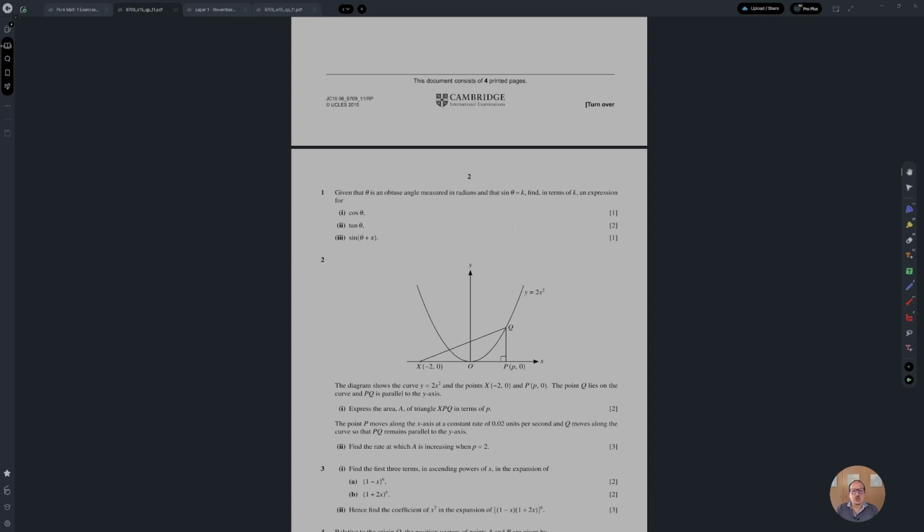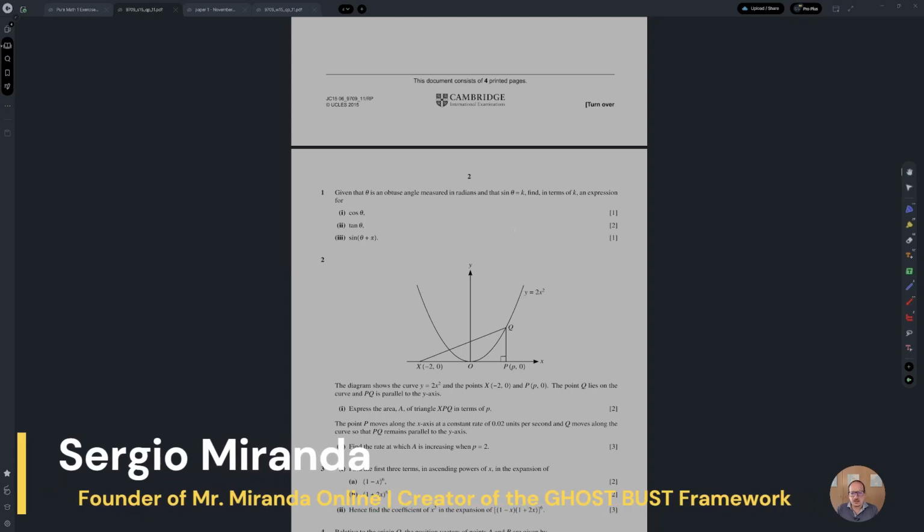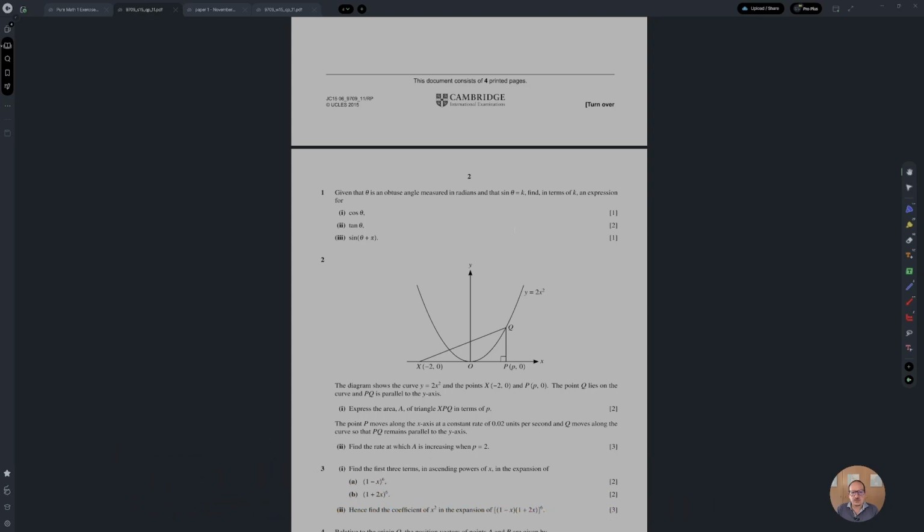The first exam question in this circular measure lesson is a question that still involves sine, cosine, and the tangent and the relationship between them. So it kind of makes a transition between identities and the proper circular measure questions, but there's a chance that you will find them in the exam.